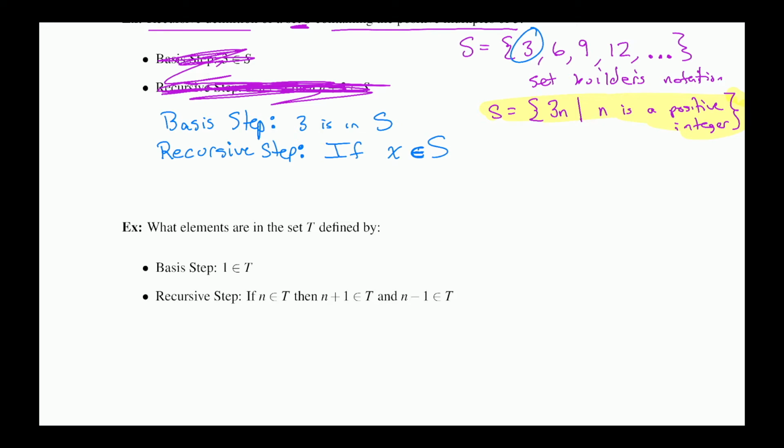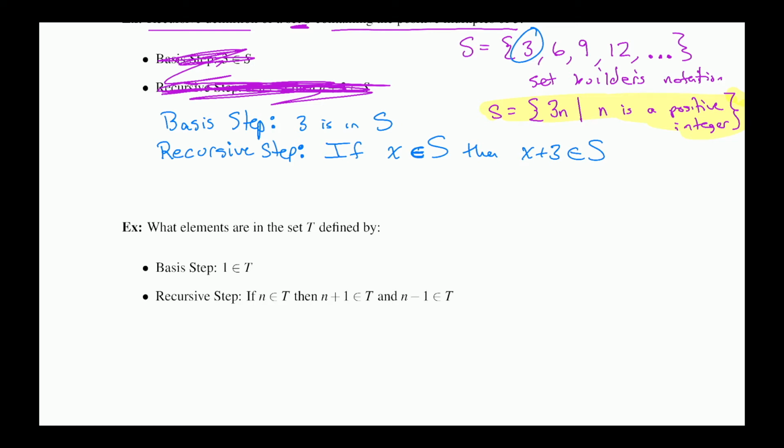And so think about this. If you're starting from 3, how would you get something else in the set? Like, how do you get from 3 to 6? From 3 to 6, you add 3. That's what I would notice. From 6 to 9, you add 3. From 9 to 12, you add 3. So you just keep adding 3, and that will get you all of these, right? So I say, if x is in S, then x plus 3 is in S.